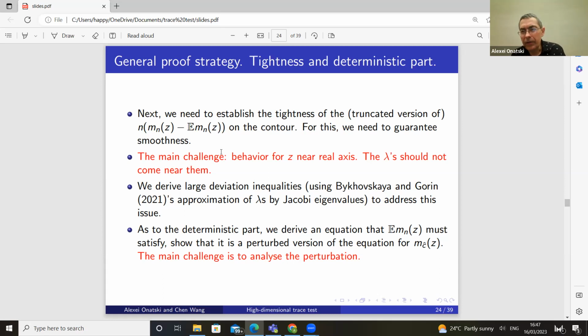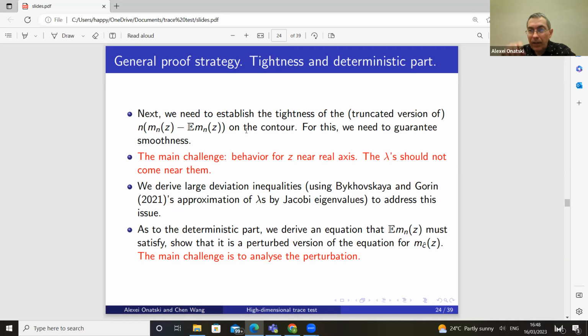Actually, we obtained a lot of these results maybe several years ago, but then we were stuck. And the key that opened things to us was Anna's and Vadim's paper, because of that closeness of lambda to the eigenvalues of the Jacobi ensemble. For tightness, you need more or less smoothness of this process along the contour. But the process potentially behaves not smoothly close to the real axis, because sometimes the eigenvalues can come close to the contour, with very small probability, but close to the contour.